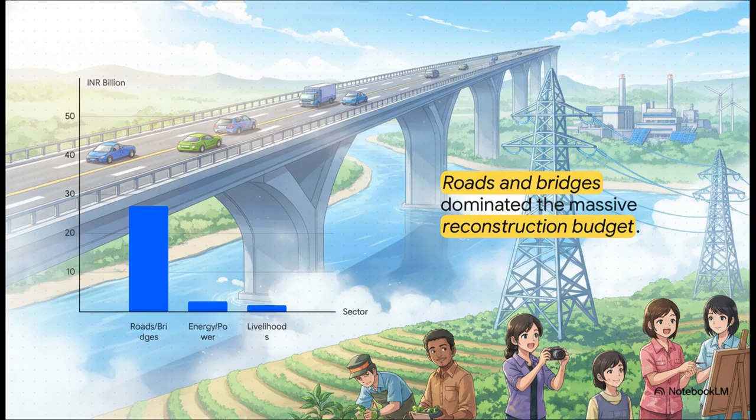When we break down exactly where that massive sum of money needed to go, the priorities become crystal clear. Roads and bridges absolutely dominated the budget, requiring an estimated 27.1 billion rupees. I mean, you simply cannot rebuild a state if you physically cannot travel through it, right? This was followed by 2.6 billion for the power grid and energy sector, and then 1.6 billion just to try and restore agricultural and tourism livelihoods.